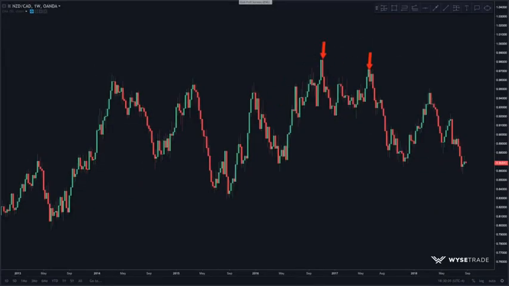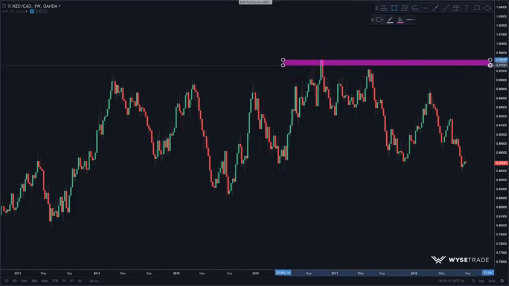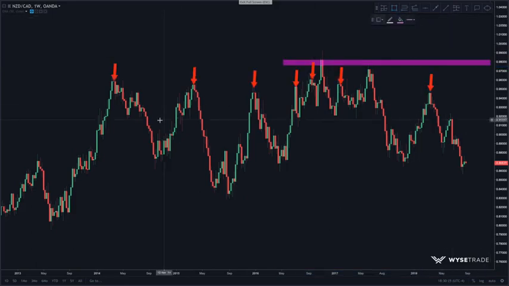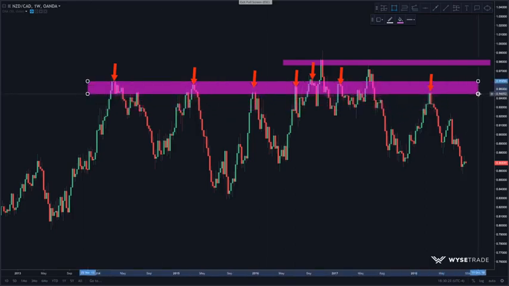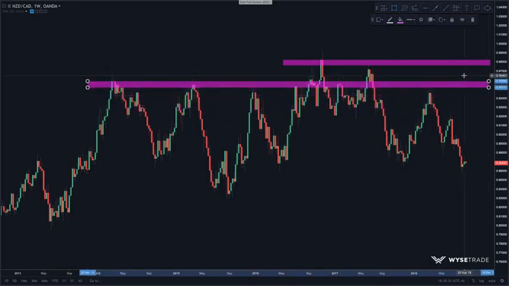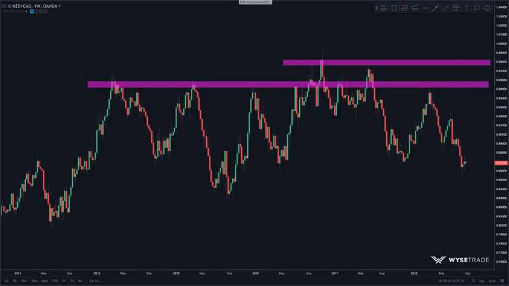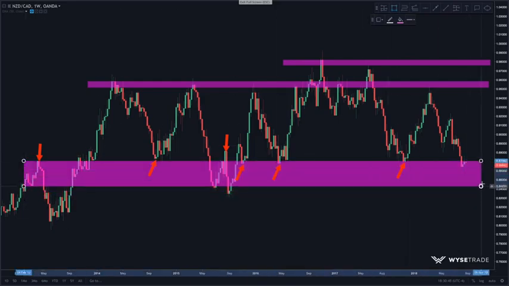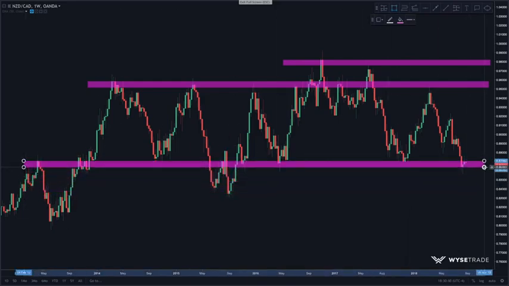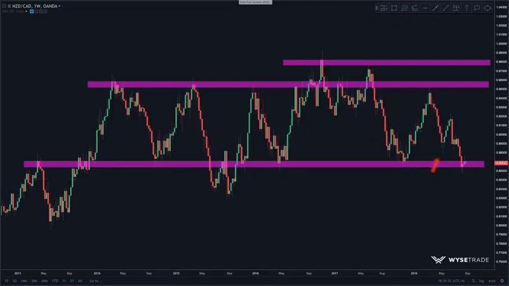Up here, we had 2 rejections and we draw a zone because they are close together. Next, we have 7 rejections here, so another zone as the points are close together. Next, we have this level here with 6 rejections. And now we are back here again.